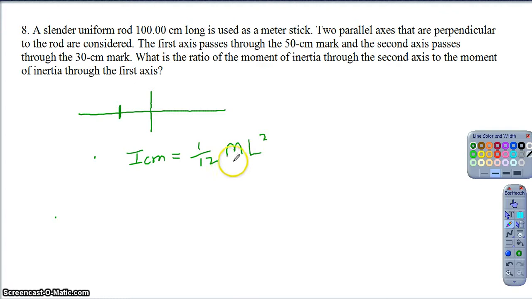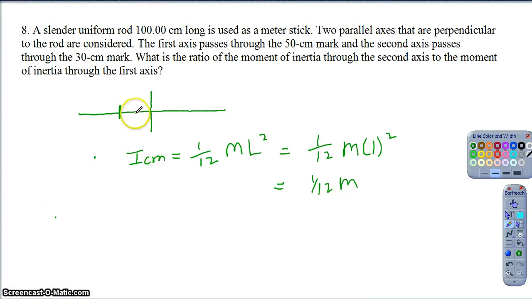This actually works out pretty nicely because even though I don't know the mass, I'm just going to leave that as m. The length of the rod is just 1 meter, 100 centimeters, so just 1 meter. So this ends up being 1/12 m times 1 squared, so obviously it just ends up being 1/12 m. So 1/12 m is my moment of inertia about the center axis.